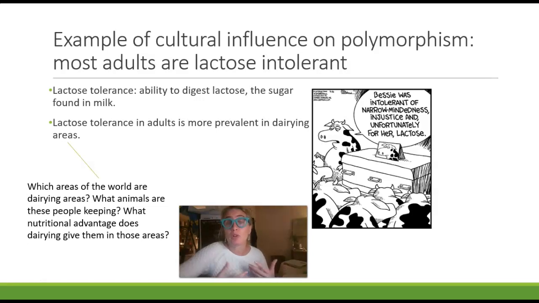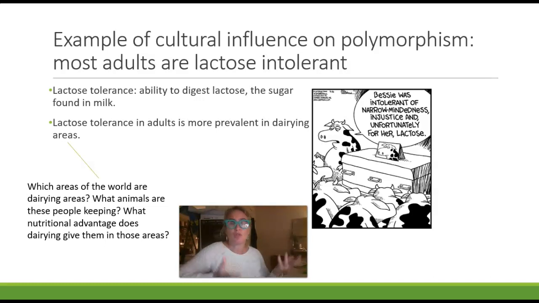However, most adults no longer produce that particular enzyme and therefore will have difficulty if they're drinking a lot of milk, because milk has lactose in it. So if they drink too much milk, they might have bloating, gas, other digestive issues because their body is not breaking down that sugar in milk. Now, interestingly, lactose tolerance, the ability to drink milk and digest it properly as an adult, is actually less common in the world than lactose intolerance.